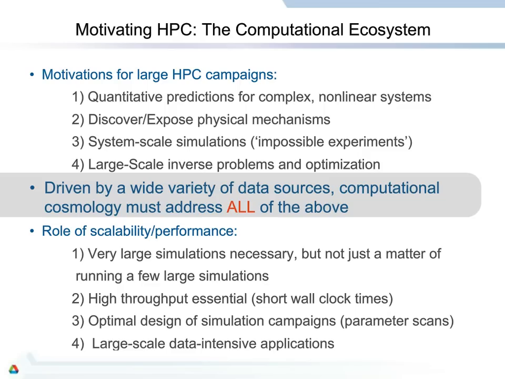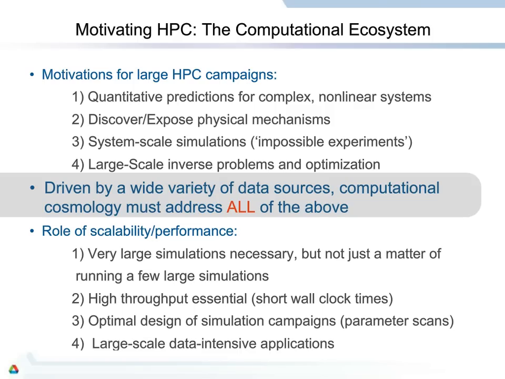One reason why a computational cosmology example, like the one I'll be discussing later, is a good example for high-performance computing is that all of these four things come up in computational cosmology. Now, the role of scalability and performance is interesting, because just because you need a few very large simulations doesn't necessarily mean you need to go overboard on performance. You could be happy with 5% of peak because you only need to run one simulation a year. But if you need to run 10, 20, 30, 100, then you might worry about getting another factor of 10 and speeding things up to about 50%.